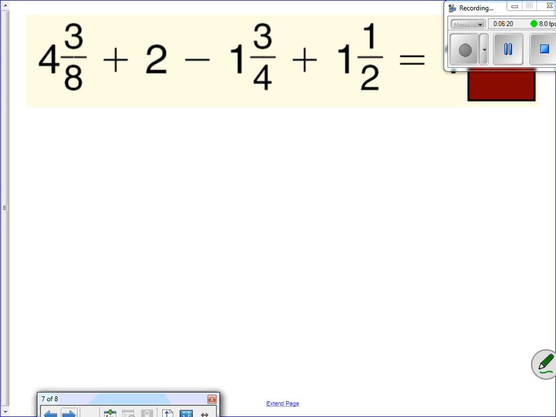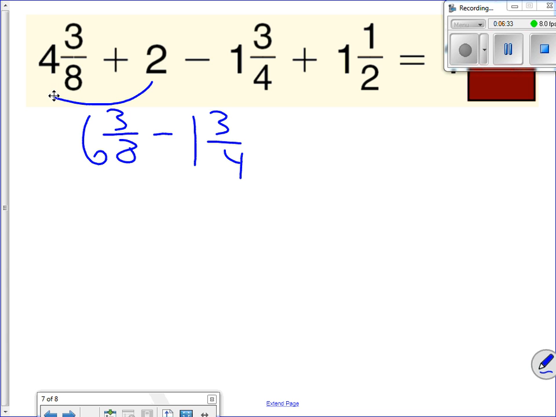We're adding, then we're subtracting. First of all, we're going to add. The first part of this is very easy. We're going to go ahead and get 6 and 3/8, right? Then we're going to subtract that from 1 and 3/4. We have to figure this problem out before we can do this part, okay?